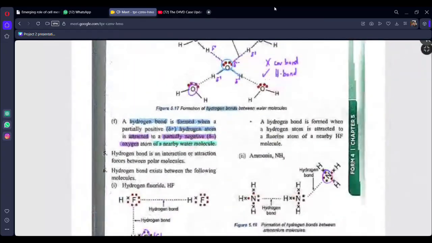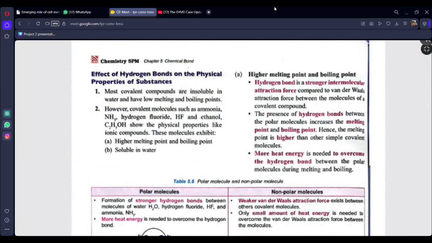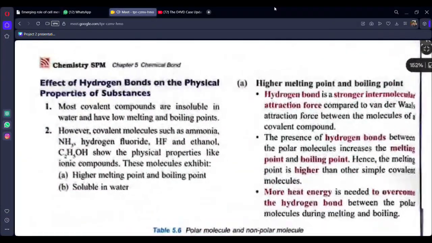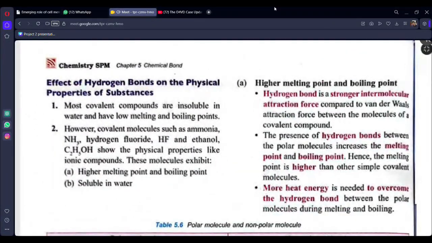Okay, where was I? The effect of hydrogen bond on the physical property of substance. This is important. This is theory. They can ask you maybe a 2 or 3 mark explanation question in your paper 2. So, most covalent compounds are insoluble in water, with low melting and boiling points. But covalent molecules such as ammonia, hydrogen fluoride, ethanol show physical properties like ionic compounds.